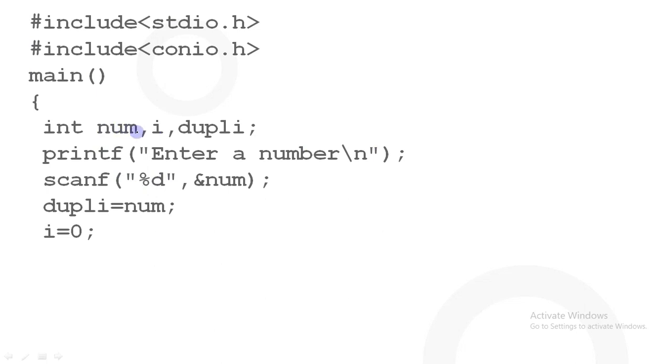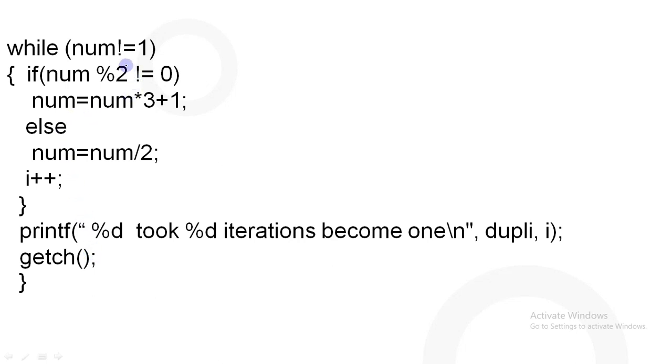Integer num, duplicate, i. Enter the number, so the number is entered, let us say it is 7 or whatever. Duplicate equal to num, i equal to 0 because we have not gone to iteration, so i will be set to 0. While num not equal to 1, this exercise is to be done till the number becomes equal to 1. We are just following the famous conjecture.